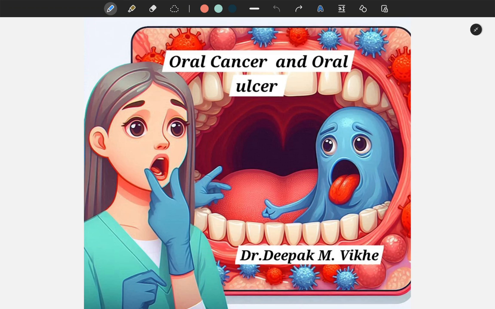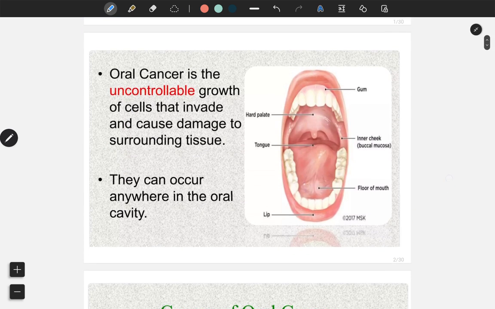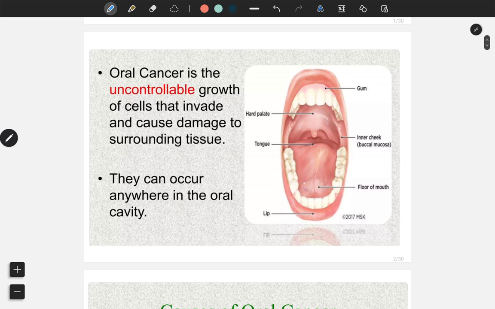There are different key features. Now we will see that oral cancer is uncontrollable growth of cells that invade and cause damage to the soft tissue. So these are the soft tissues: the lips, inner border of the tongue, the lower surface of the tongue, the cheeks, and the palatal surface. So we have to check whether there is any uncontrolled growth. If there is uncontrolled growth, it may be a sign of oral cancer. They can occur anywhere in the oral cavity.